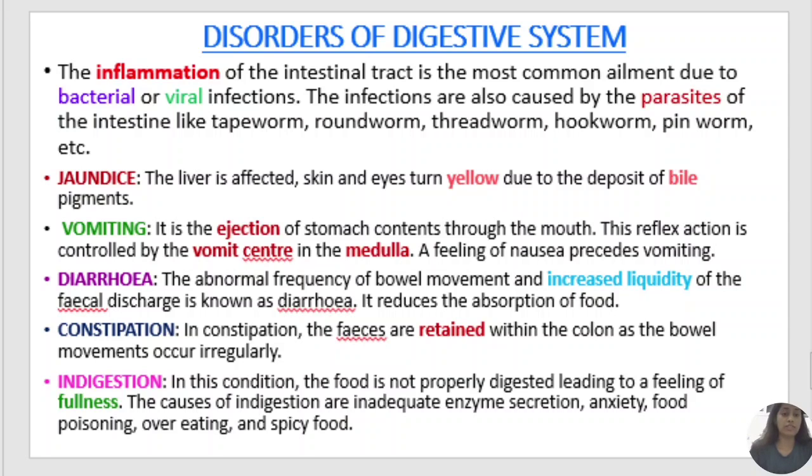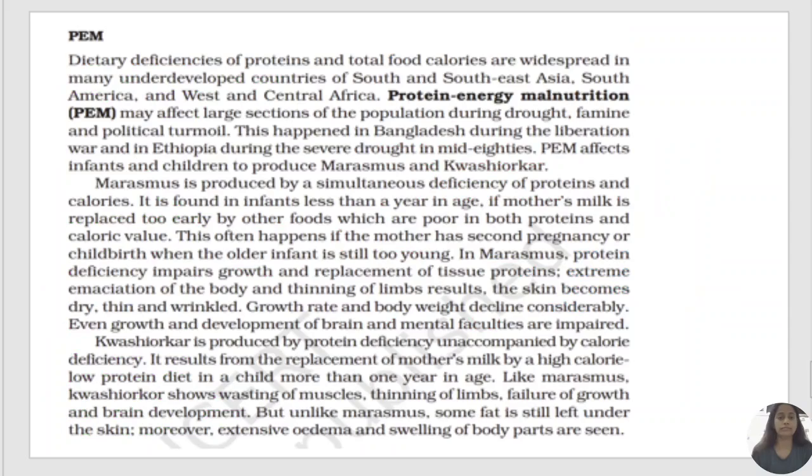Then we have diarrhea, the abnormal frequency of bowel movement and increased liquidity of the fecal discharge, and it reduces the absorption of food. Now constipation. In constipation, the feces are retained within the colon as the bowel movements occur irregularly. Indigestion. In this condition, the food is not properly digested, leading to a feeling of fullness, and the causes of indigestion are inadequate enzyme secretion, anxiety, food poisoning, overeating, and spicy food.